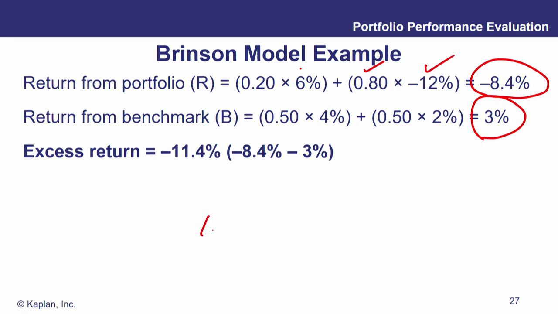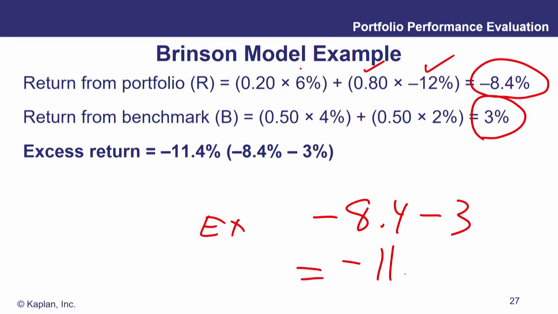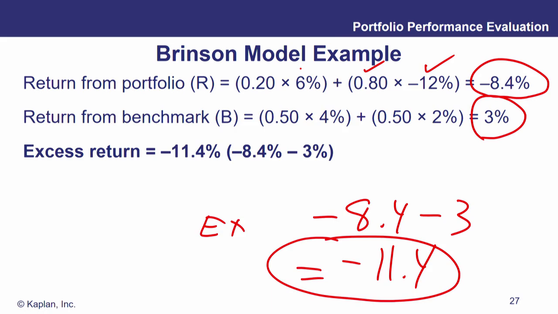So what was the excess return? So it's negative 8.4 minus 3. So unfortunately, the excess return here was a negative 11.4%. So quite frankly, terrible. Okay, so let's dive into this and let's use the Brinson model to help us get a better understanding of how this terrible return happened.